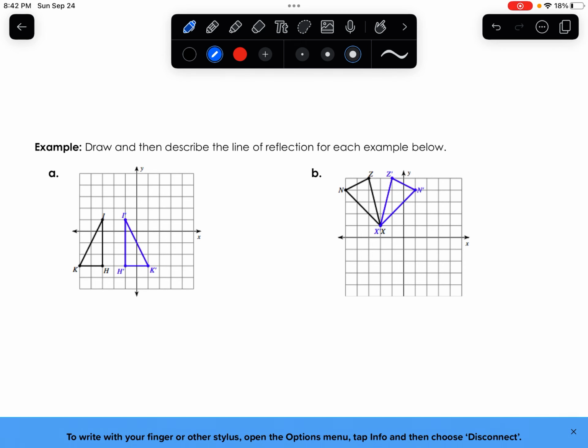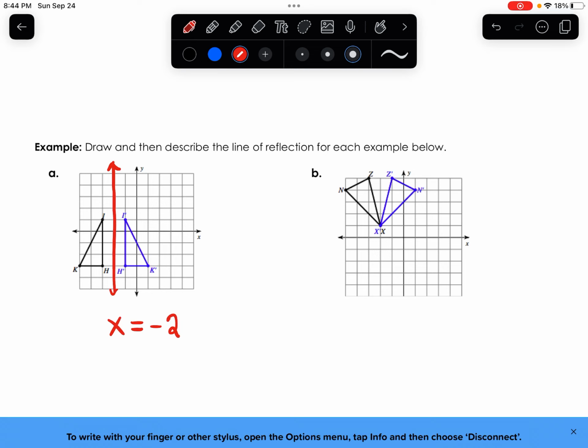All right, this time, instead of drawing the image, we are going to draw the line of reflection. So where would that line need to go so that if you folded it, it would match on top of the other one? For that first picture, that line needs to go directly in the middle of those two shapes. So I just drew a vertical line. A vertical line tells me my equation is going to be x equals, and this is at -2. So my line is at x equals -2.